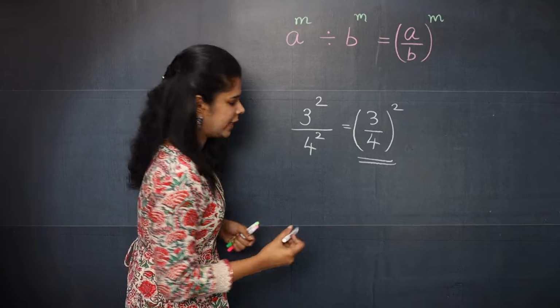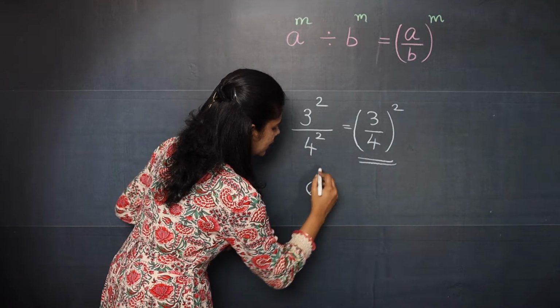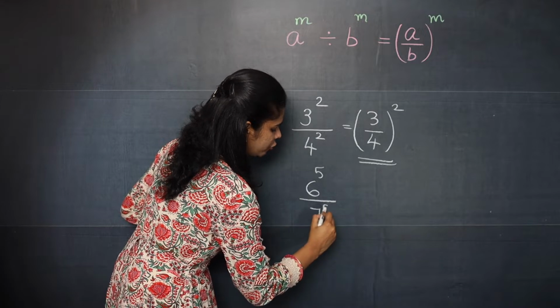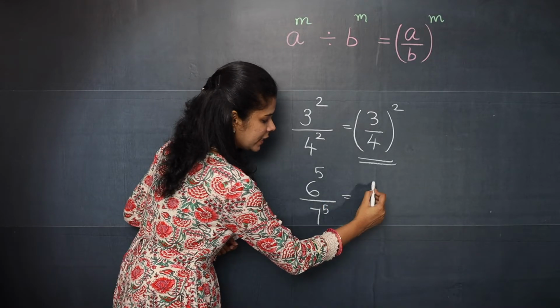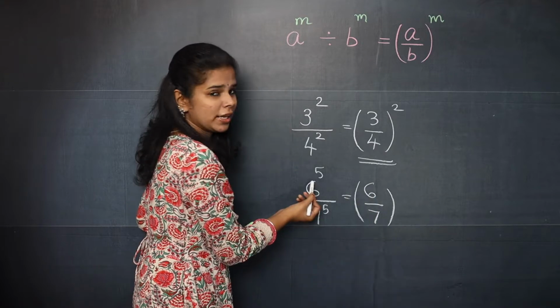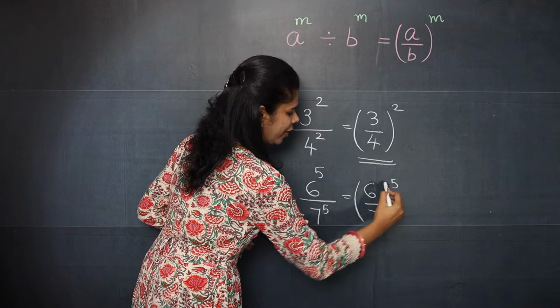So let us take another example. 6 raised to 5 divided by 7 raised to 5. So you will write it as 6 by 7 the whole raised to the same exponent, that is 5.